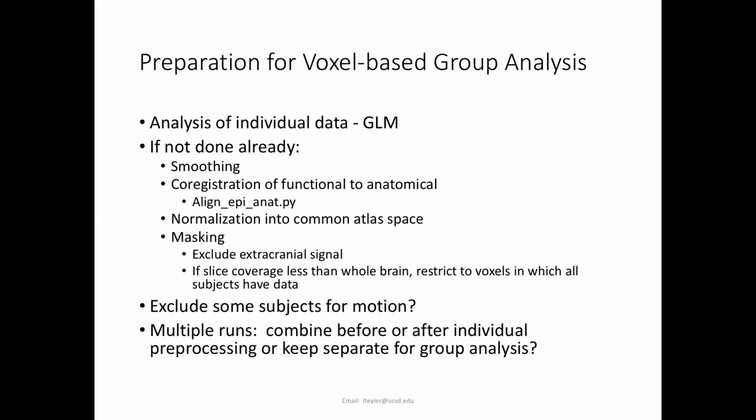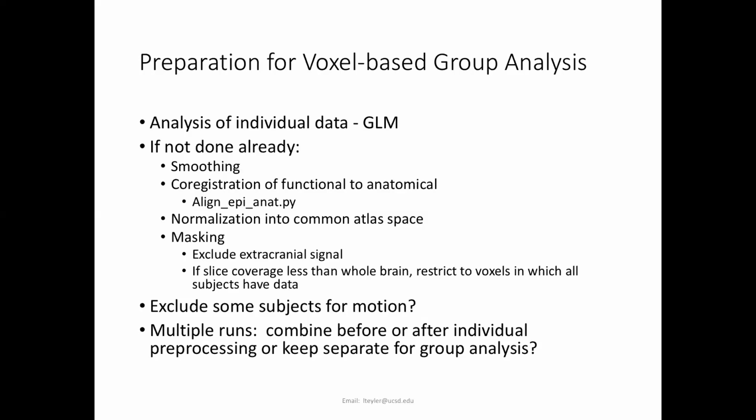There's just not enough information about their time course to include them in the group analysis. But if you do that, you're going to want to be sure that you're not excluding more people in, say, your experimental group than in your control group, or in your pre versus your post, so that you're not biasing your analyses because you had to exclude more people from one group than the other.